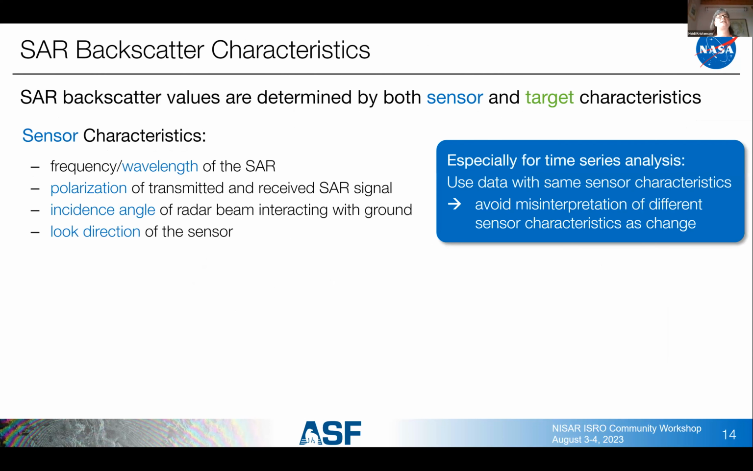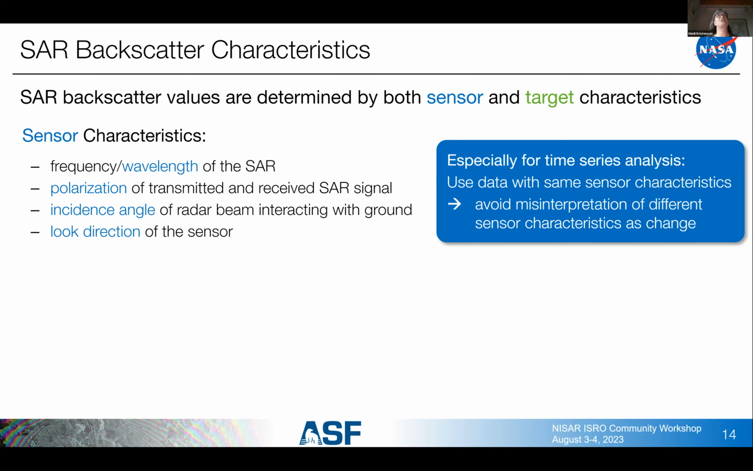The amount of backscatter is determined both by the sensor and the target characteristics. So the sensor characteristics that can change the way that the signal interacts are the wavelength, the polarization, the incidence angle, and the look direction of the sensor. I'll be going more into depth on the wavelength and the polarization, but just a quick mention of the incidence angle. As I mentioned, the signal is always coming in at an angle, but that angle can be different from one acquisition to the next.